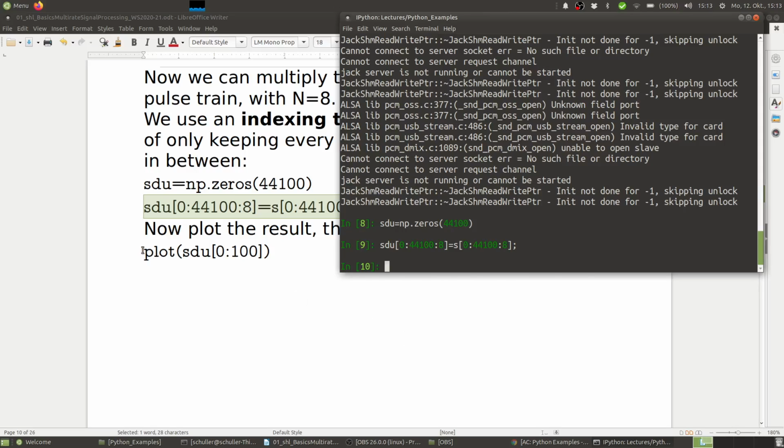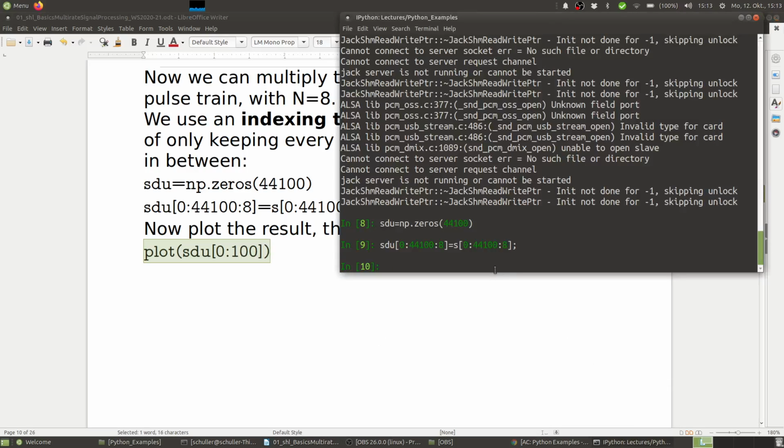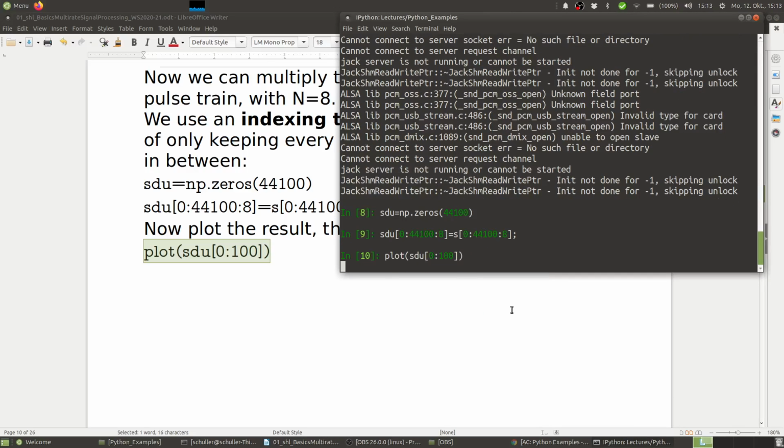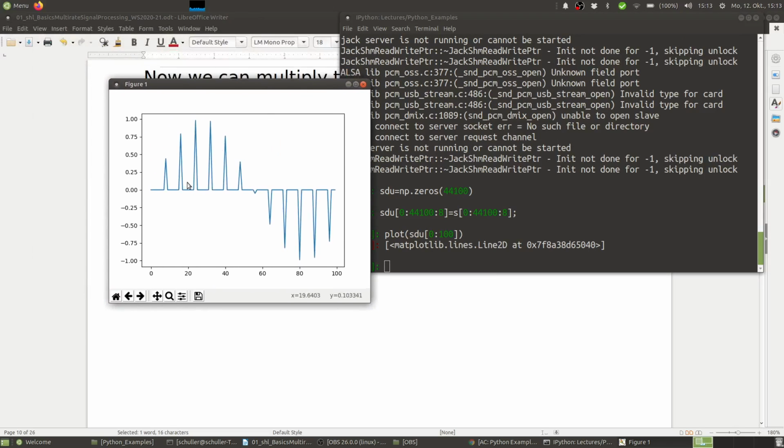Right, and now we can plot the first 100 samples, see how it looks like, and this is what we get. Right. So this is exactly what we expect. So here we have the sinusoid, but we only keep every 8th sample, and in between it's zeros. And we see those little lines, they are not really there. That's basically an artifact from the plot function. The plot connects points, right? So the plot function connects this sample with a line.